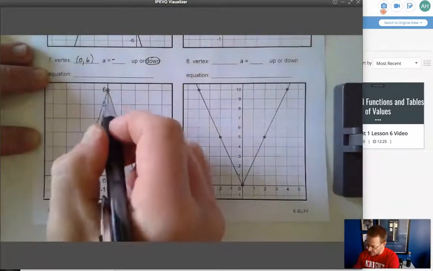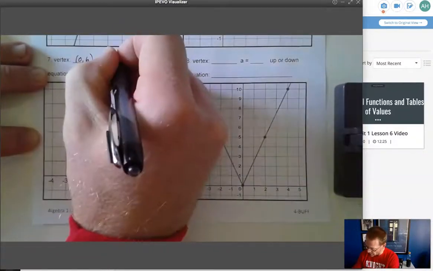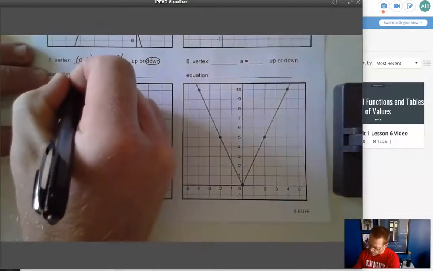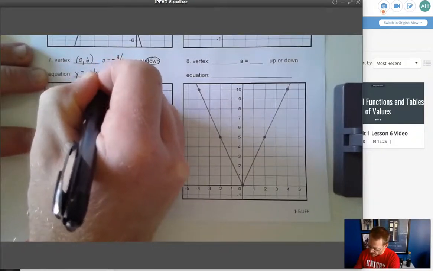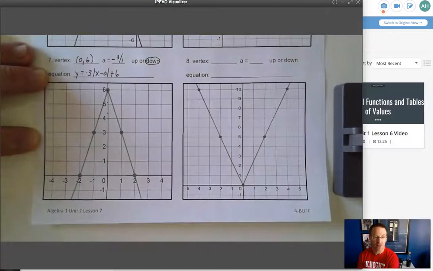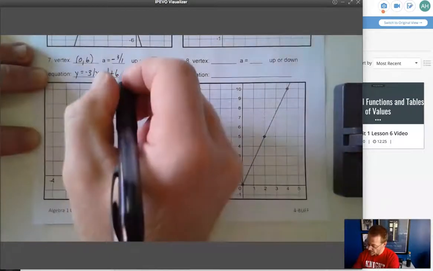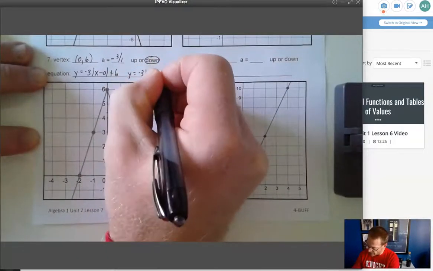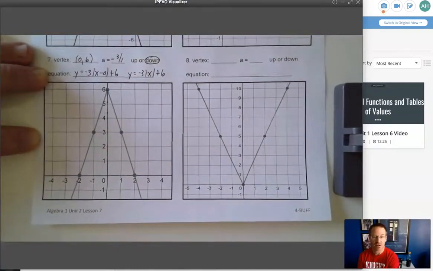Now I'm just going to count my rise over run. So down 1, 2, 3 to the right 1. That's -3/1. So y equals, and there's that a value out front, and I have x minus 0 and then plus 6. Now if you want to clean that up a little bit, we don't have to write x minus 0. If you do, it's perfectly fine, but you could have just written the absolute value of x, plus 6. So x minus 0 is just x.